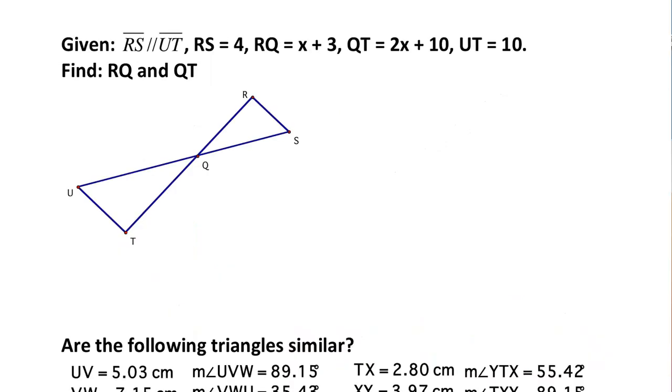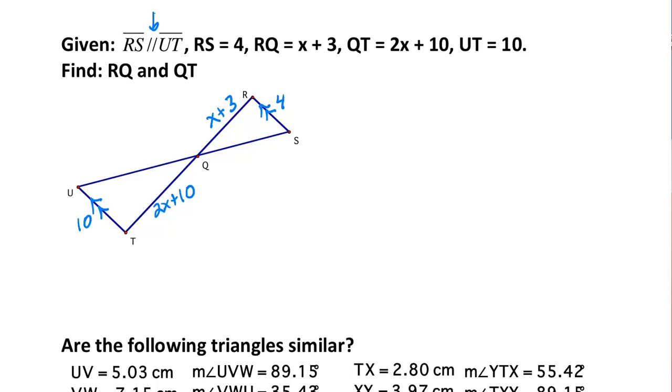On the next page, we're given RS, this side, is parallel, that symbol is parallel, to this side UT. We're told that RS measures 4, RQ measures x plus 3, QT is 2x plus 10, UT is 10.